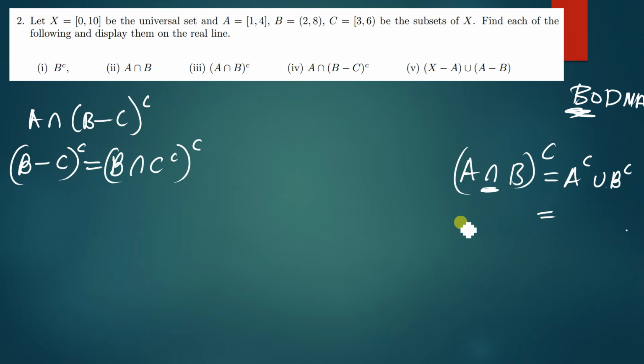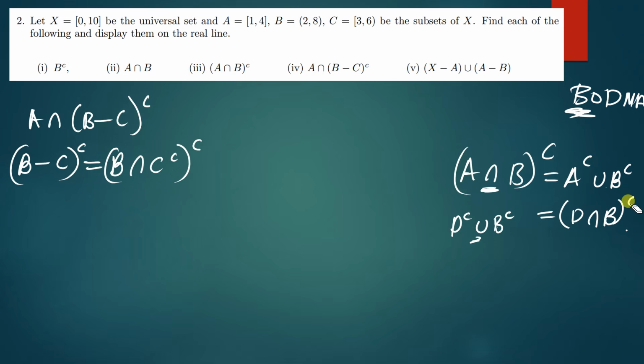The same applies if you have D union B in brackets with a complement. You have D complement intersection B complement. This can also be written as D, you change the sign in between to intersection, then you write B, and then it's like we're just factoring out the complement. Alright, so let's quickly proceed.